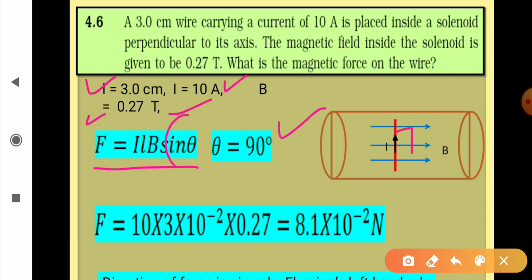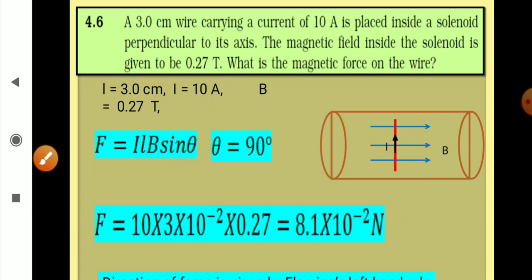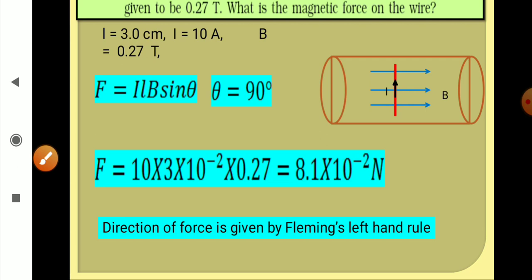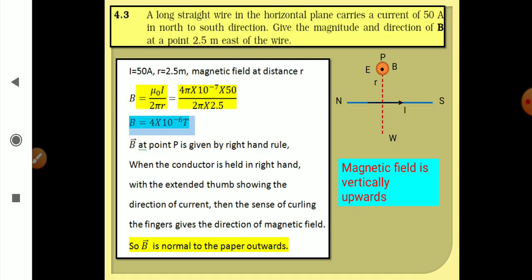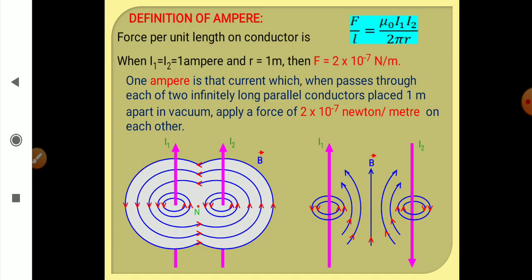So sin 90 is 1, and putting all the values, see, I is 10 ampere, length L is 3 centimeter. Convert it to meters, so multiply by 10 to the power minus 2, into magnetic field B 0.27. Simplify it. You get 8.1 into 10 raised to the power minus 2 Newton. And direction of force is given by Fleming's left hand rule.